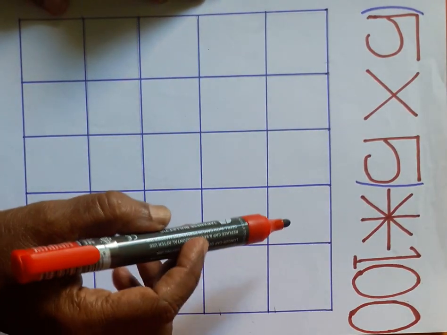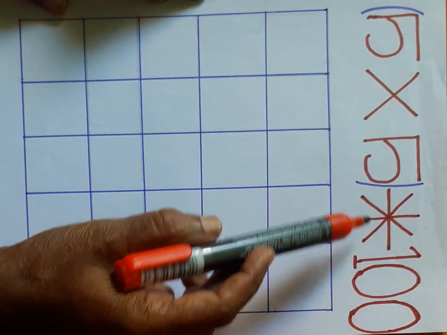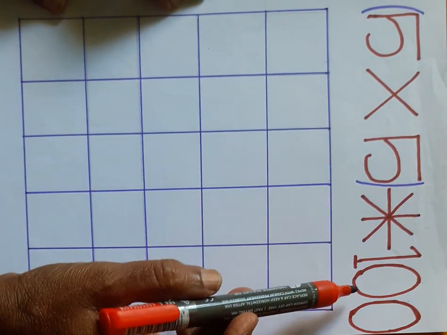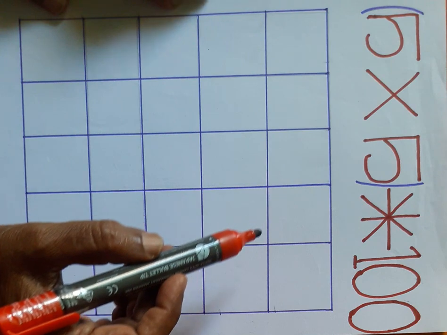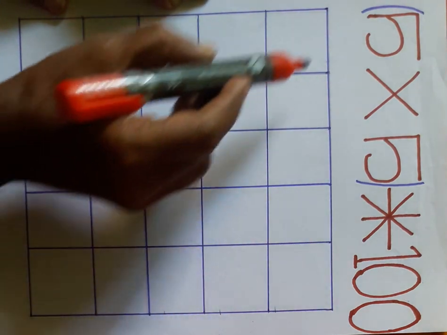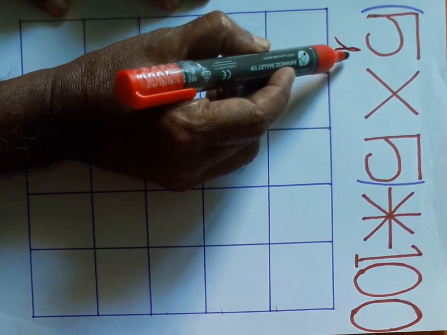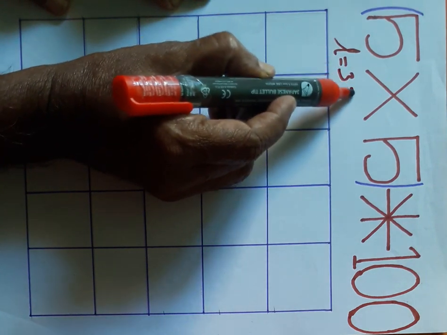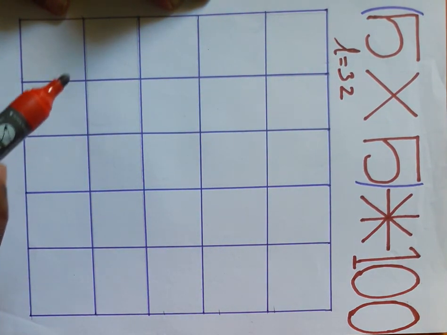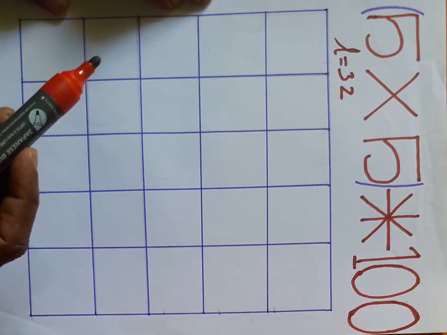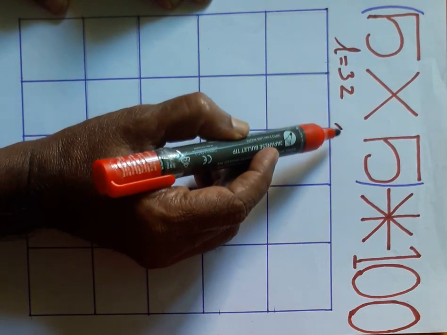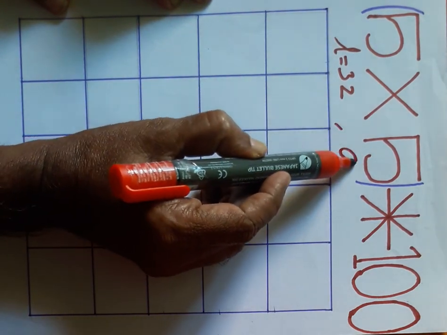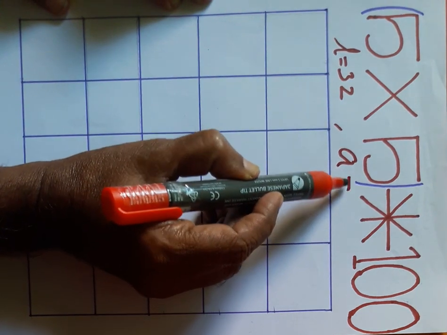In a magic square table 5 by 5, the sum of any direction is 100. First, divide 100 by 5, which is equal to 20. 20 plus 12 is 32. L is equal to 32. We have to find A, the first term. From this 32, subtract 24. 32 minus 24 is 8. A is equal to 8.